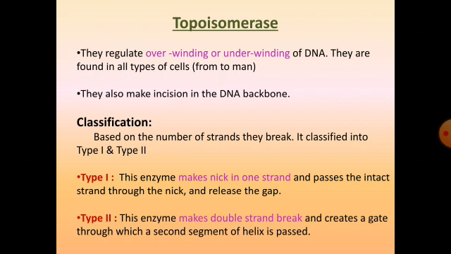Classification is based on the number of strands they break. So it is classified into type 1 and type 2. In type 1, this enzyme makes a nick in one strand and passes the intact strand through the nick and releases the gap. In type 2, this enzyme makes a double-strand break and creates a gate through which a second segment of helix is passed.